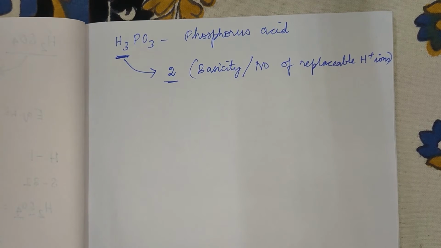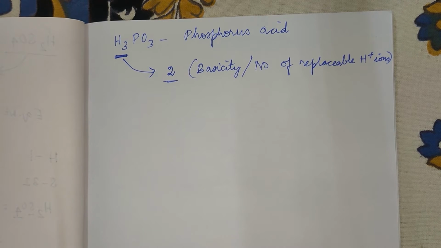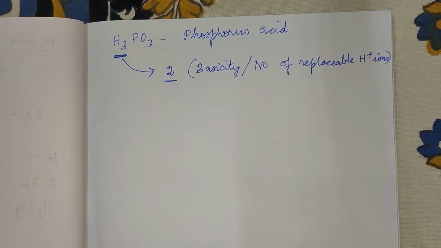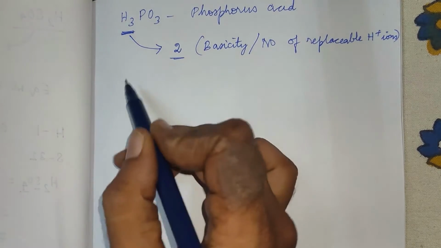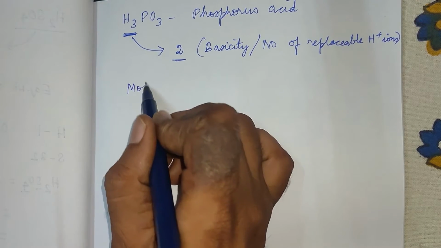In the previous cases, we saw 3 acids: hydrochloric acid, sulfuric acid and phosphoric acid. In those cases, the number of hydrogen and the number of replaceable H plus ions were the same, but in this case they are not the same, they are different. Right? Now what is going to be the molecular weight of this acid?